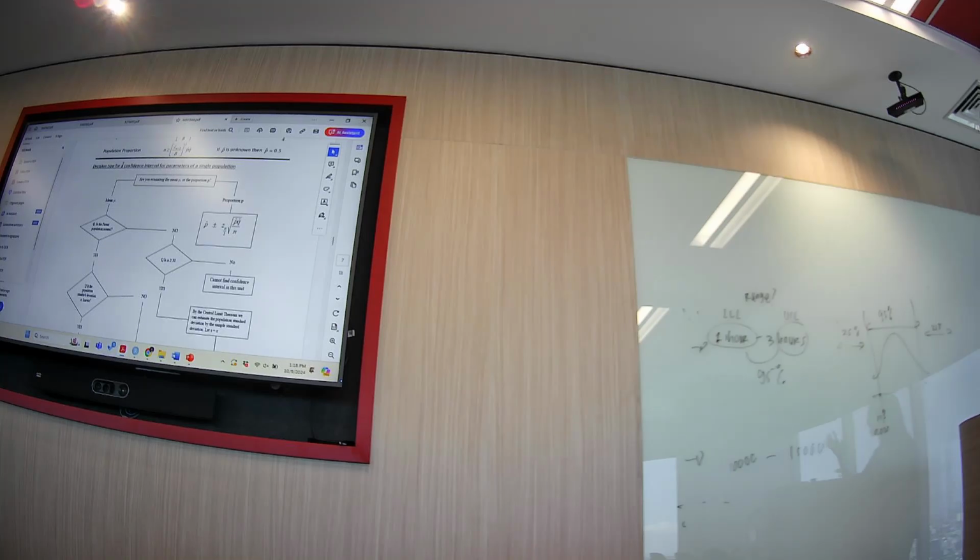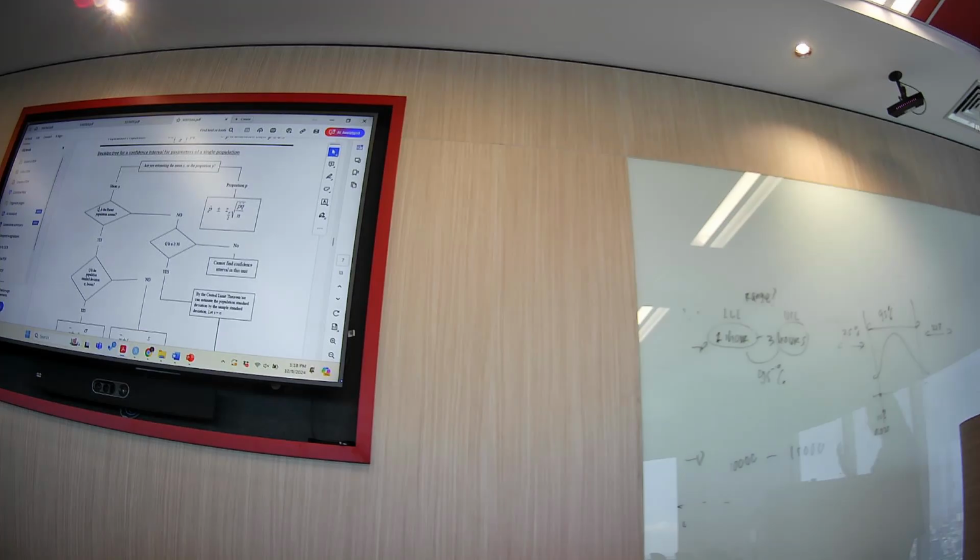So this is the decision tree. This graph is quite good for you. You have to look at the question. Is the question asking you to find the mean, the average value, or the proportion? If the question is related to the mean, you have to go here. Another step is whether the population is normal or not. For example, if the question says it is from a normal distribution, you go here. If it is not, you have to go here.